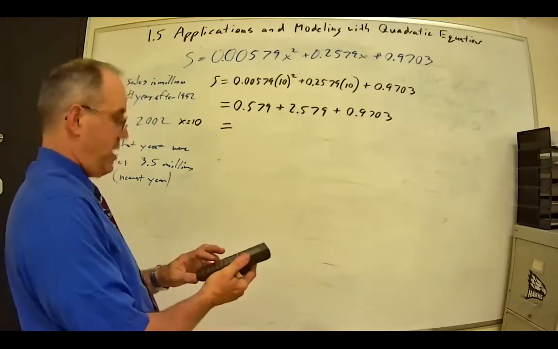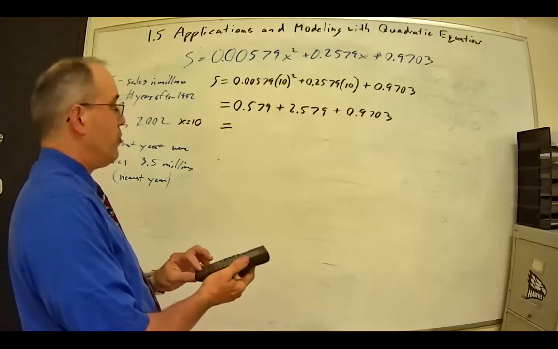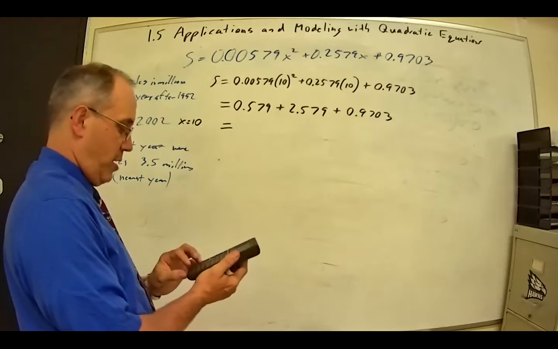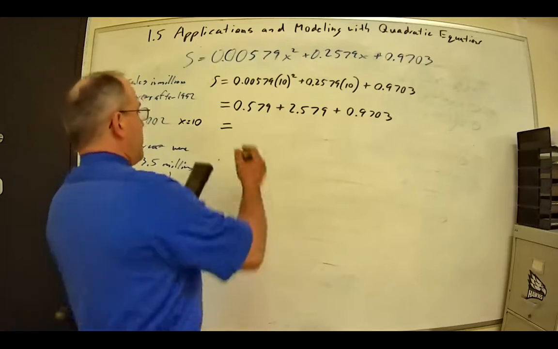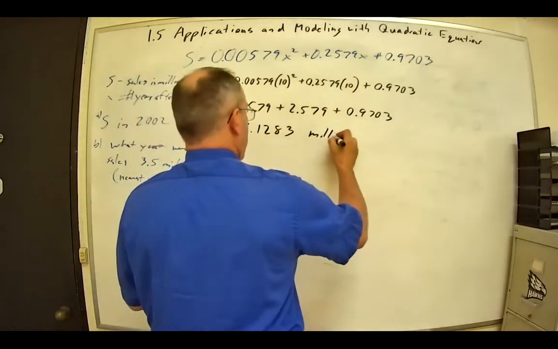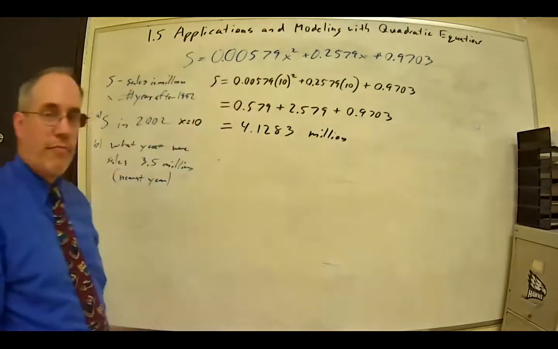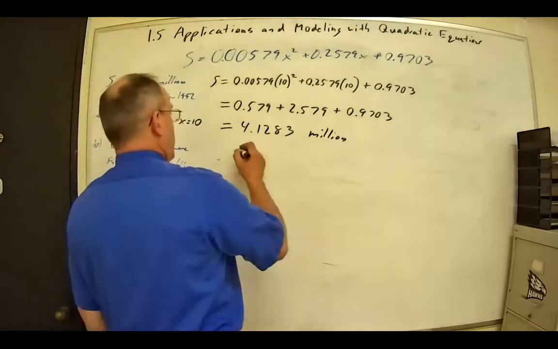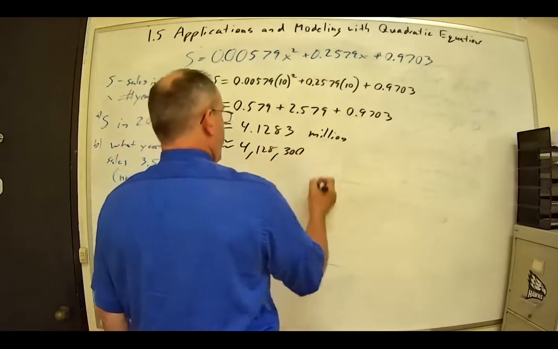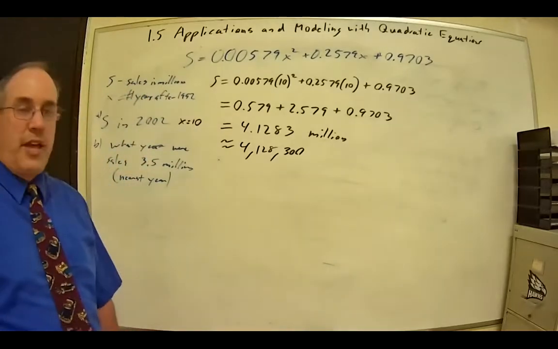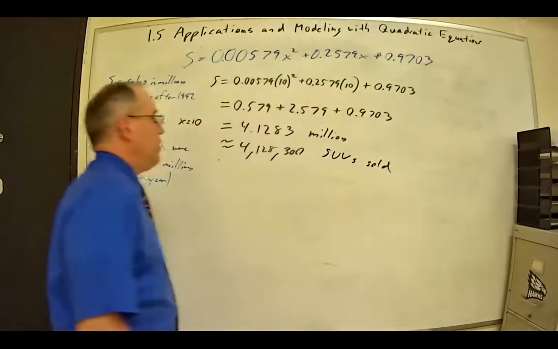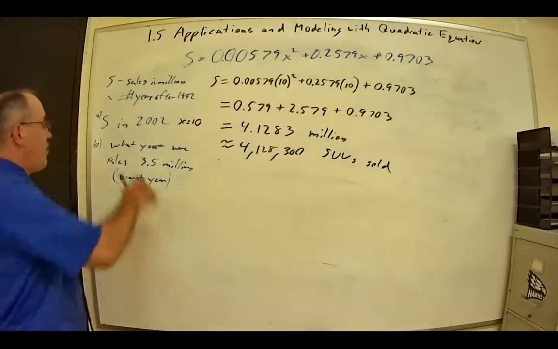So we have 0.579, 2.579, and 0.9703 added together gives us 4.1283 million, or approximately 4,128,300 SUVs sold in 2002. Okay, what's the next one?